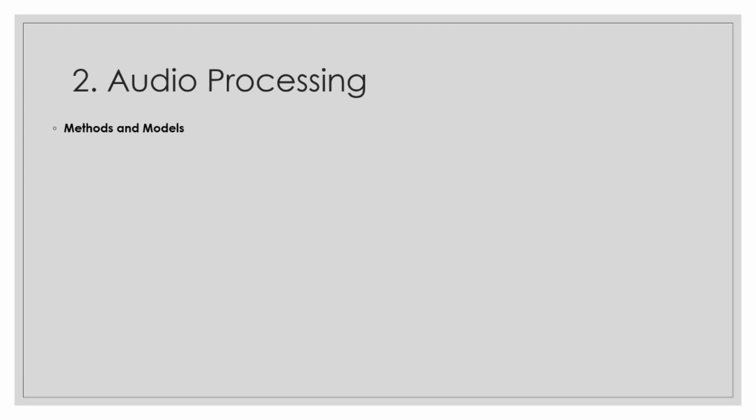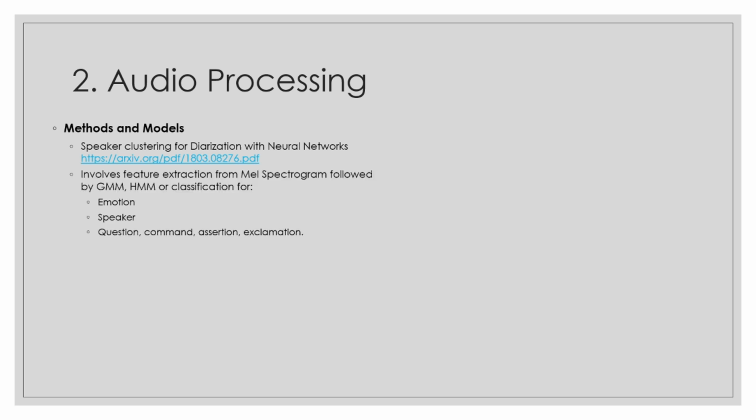Now let's look at the second component, which is your audio processing. What are the typical methods and models used here? First and foremost, the goal is to do speaker clustering for diarization. What does that mean? Let's say you have an audio stream where multiple people are talking. You really would like to know at exactly what timestamps each person started talking. Typically this process involves feature extraction, and again we use Mel spectrograms in this case, followed by clustering.